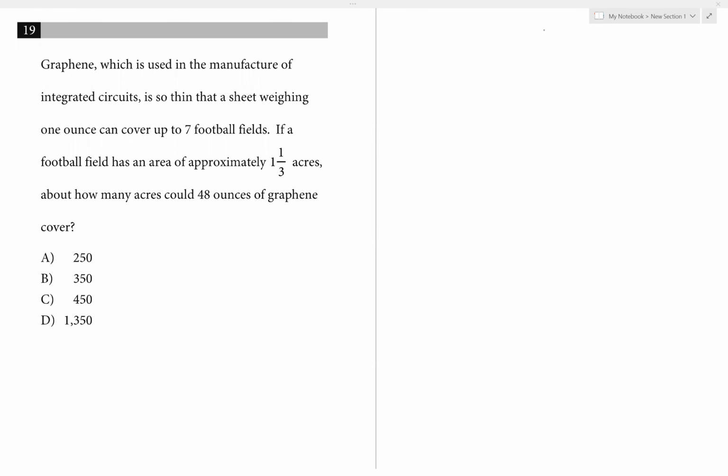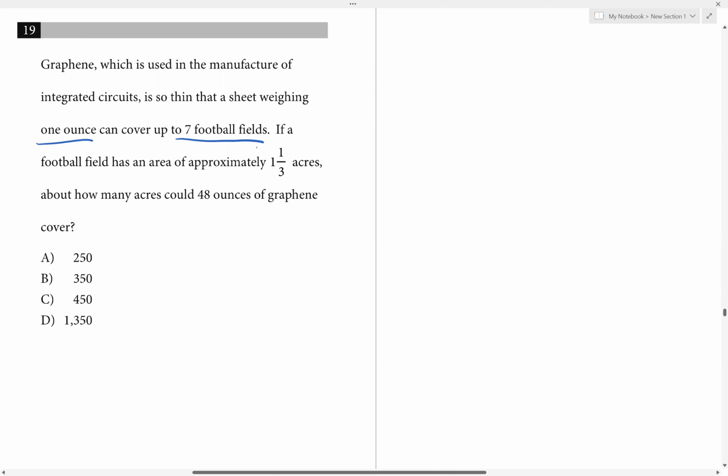All right, we have number 19. Graphene, which is used in the manufacture of integrated circuits, is so thin that a sheet weighing 1 ounce can cover up to 7 football fields. If a football field has an area of approximately 1 1/3 acres, about how many acres could 48 ounces of graphene cover? Okay, so we know that 1 ounce can cover 7 football fields.